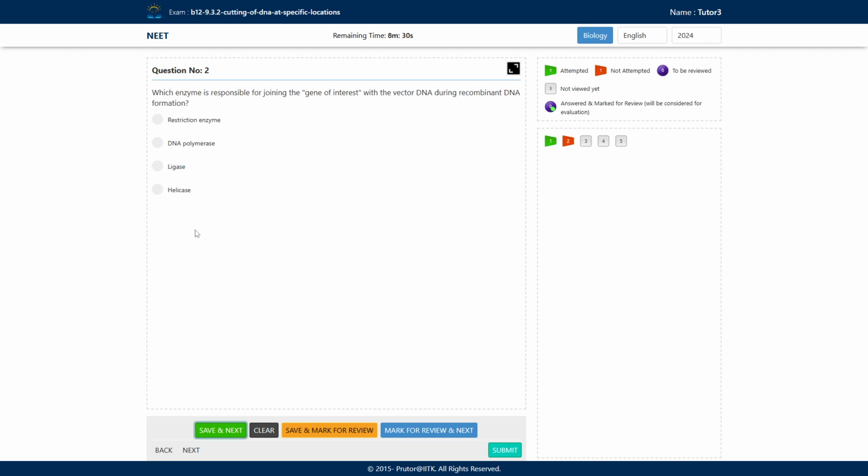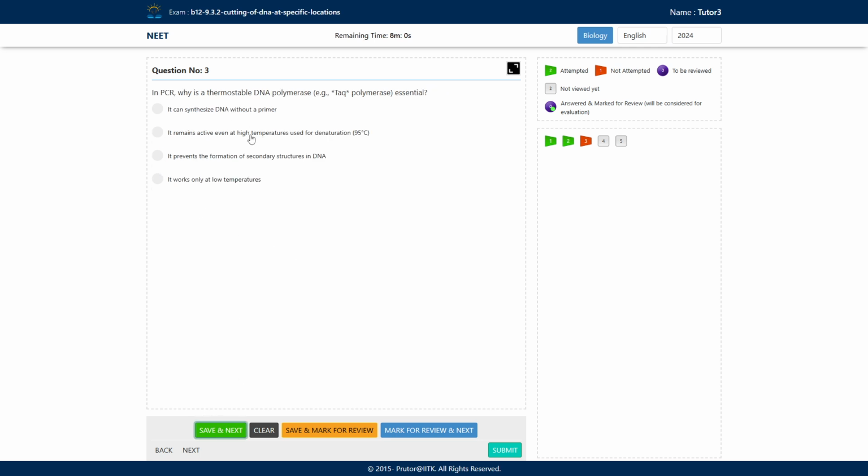Next question says, which enzyme is responsible for joining the gene of interest with the vector DNA during recombinant DNA formation? Like, what is the enzyme by which we can join this? DNA ligase. Oh, sorry, I have told the answer by mistake. The enzyme by which we can join the gene of interest and vector DNA during recombinant DNA formation is ligase.